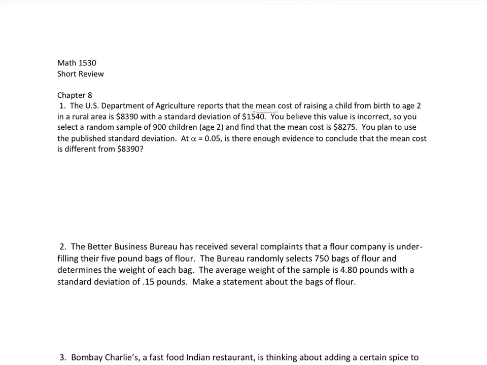Well, this is the USDA. It is claiming a mean cost of 83.90 with a standard deviation of 1540. If I can work this problem, this is going to be a Z test because the standard deviation came from the same people who are making the claim.